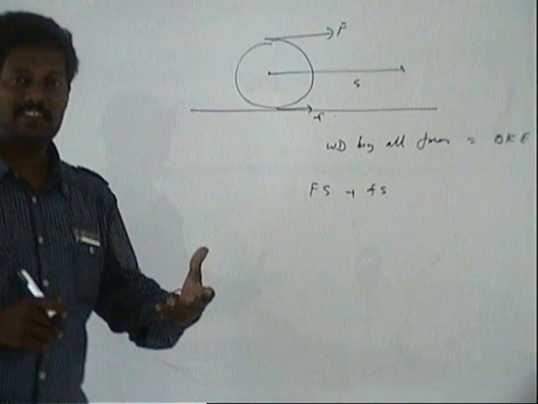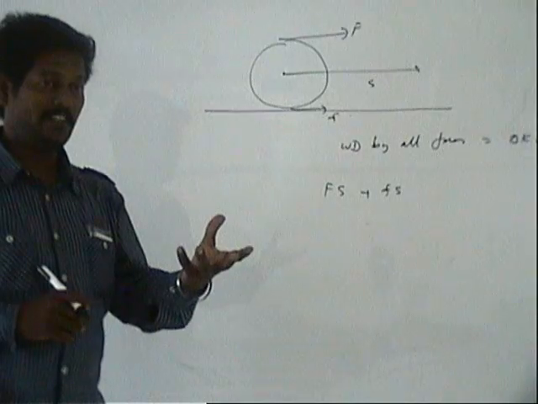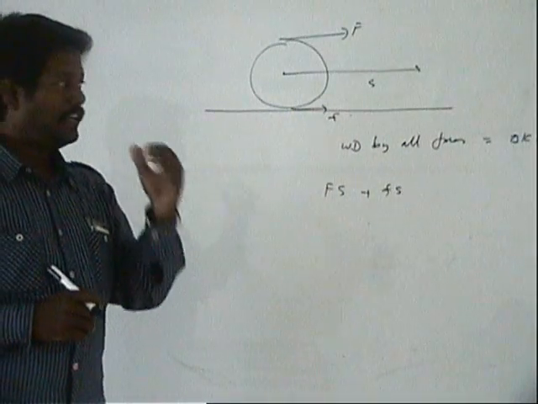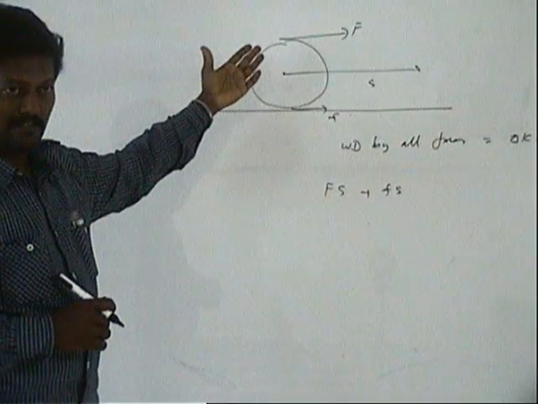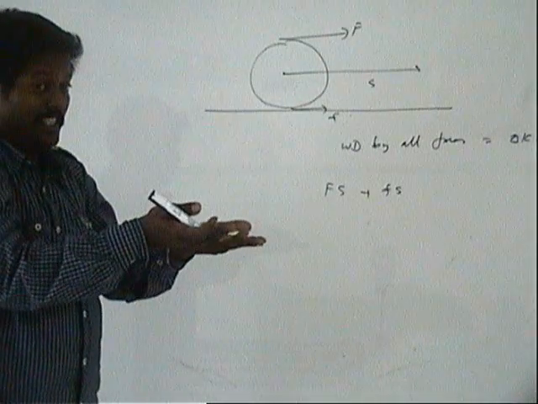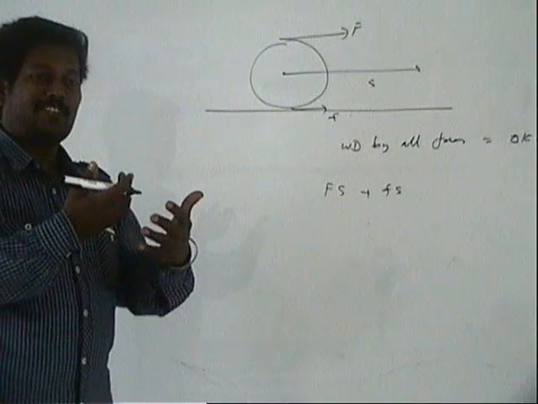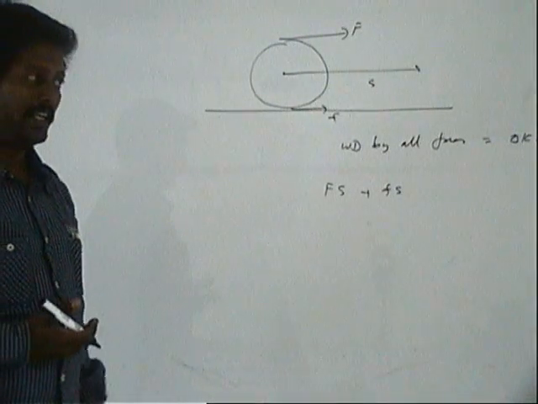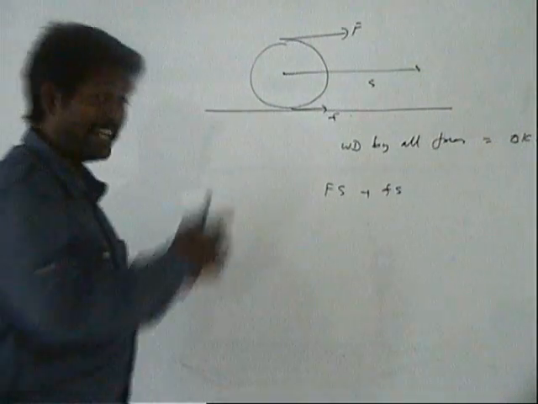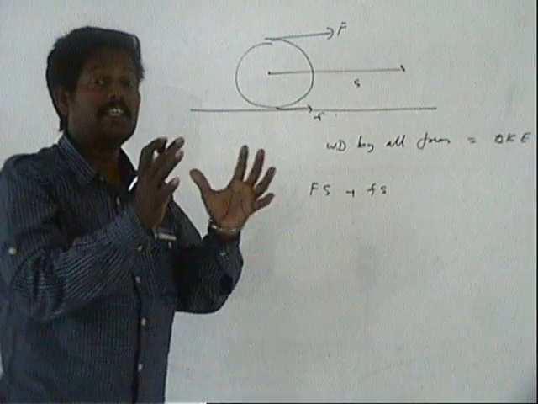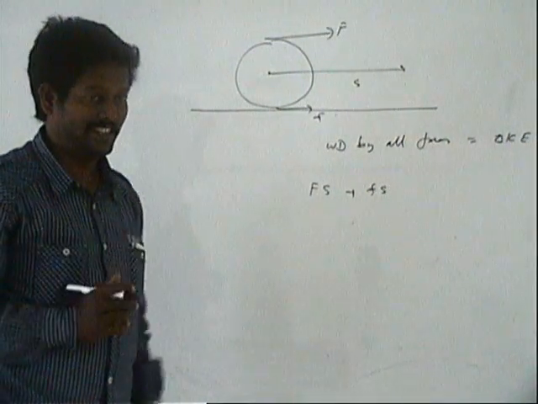Tau theta into cos theta. If it is in the same direction, to increase the angular velocity, then we take a positive quantity. If a force is trying to decrease the angular velocity, we take it as negative work done, rotational work done. So that has to be considered when we take the total energy into consideration.